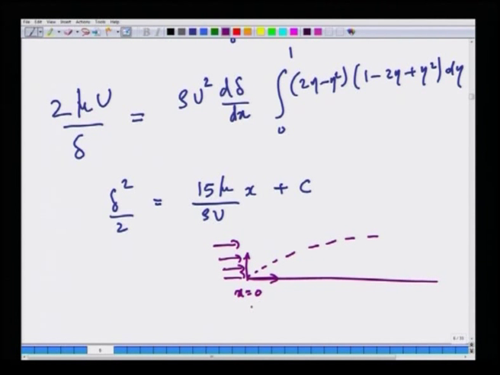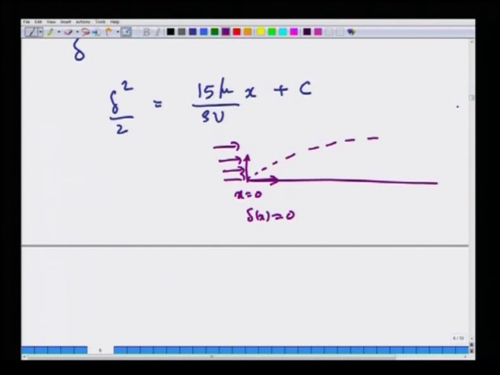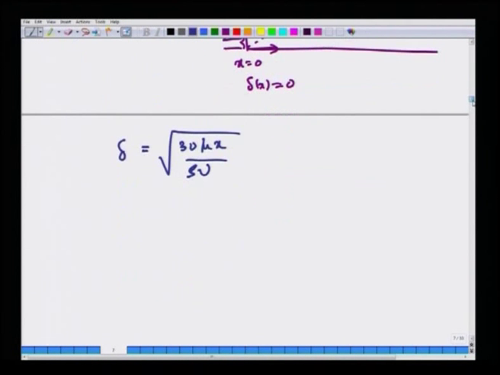So, at x equal to 0, we are going to assume that delta is 0, that is the boundary layer thickness just starts from 0 value. So, the constant is fixed to be 0. So, you get delta therefore is square root of 30 mu x by rho u, or if you divide delta by x, the local distance from the leading edge of the boundary layer, that becomes square root of 30 mu by rho u x.